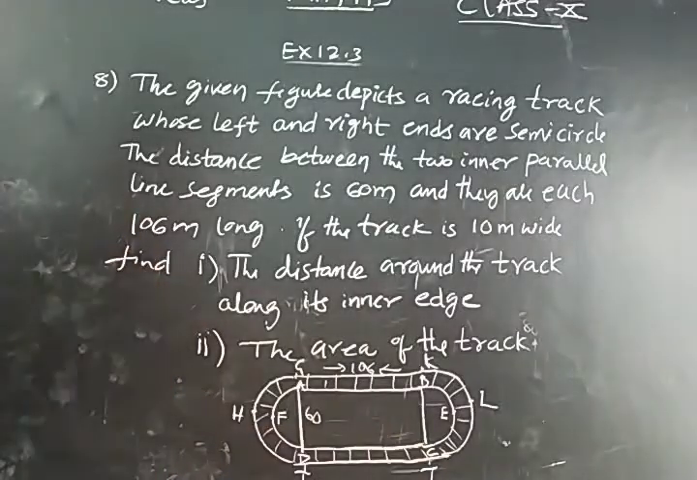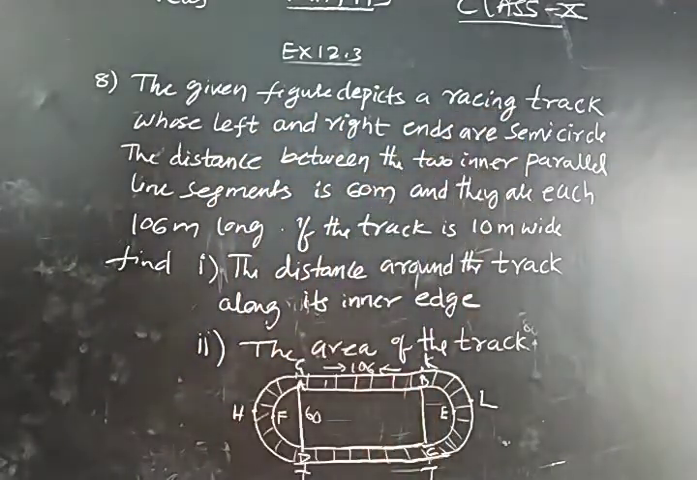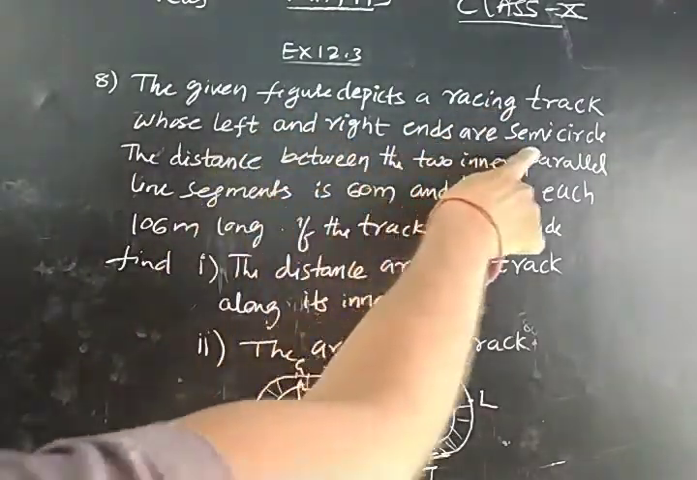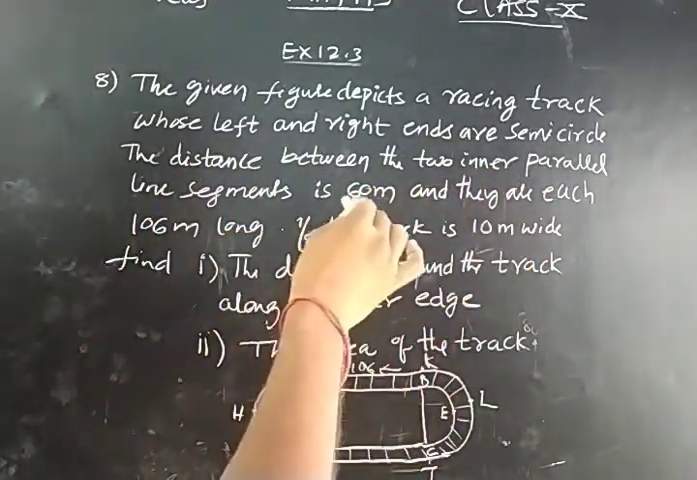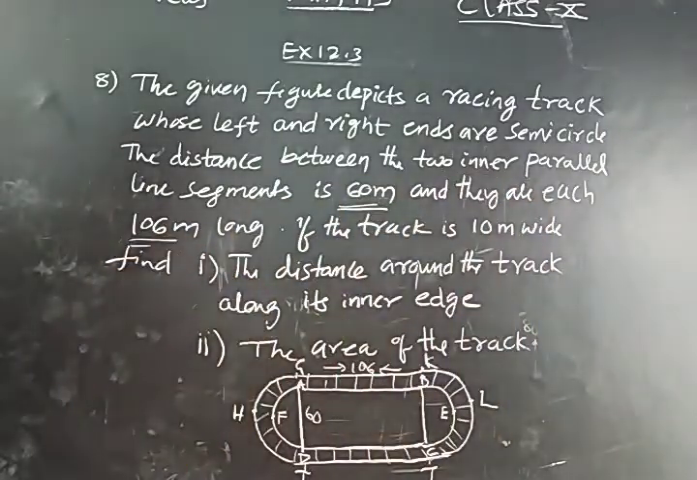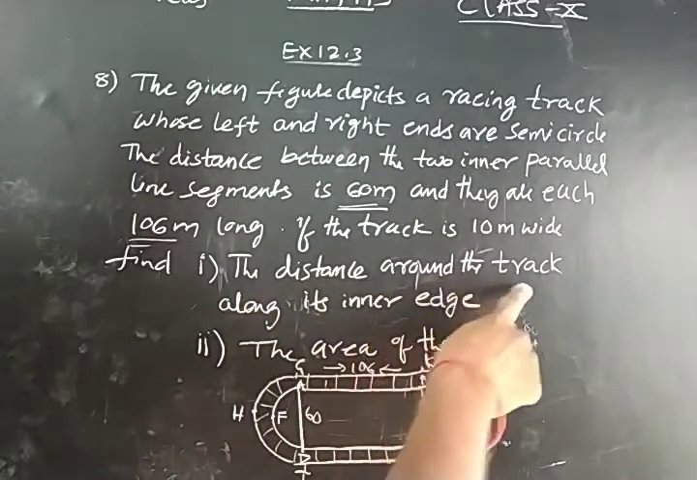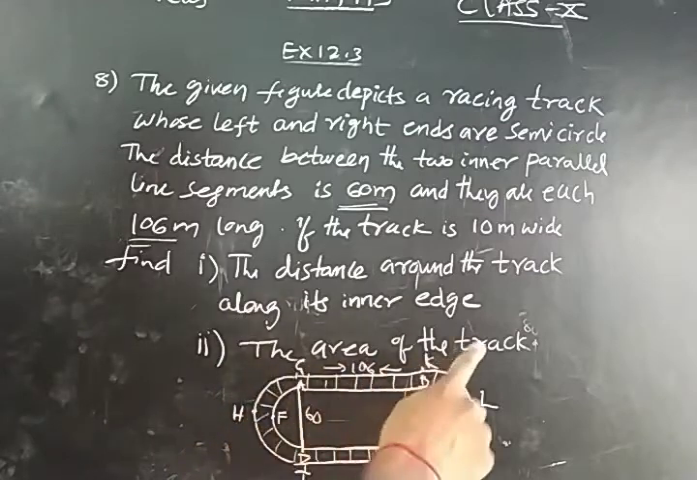Next, see the eighth problem. What is given? The given figure depicts a racing track whose left and right ends are semicircles. The distance between the two inner parallel segments is 60 meters and they are each 106 meters long. If the track is 10 meters wide, find the distance around the track along its inner edge. First question. Second question, the area of the track.